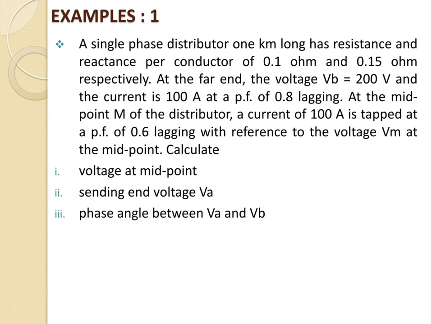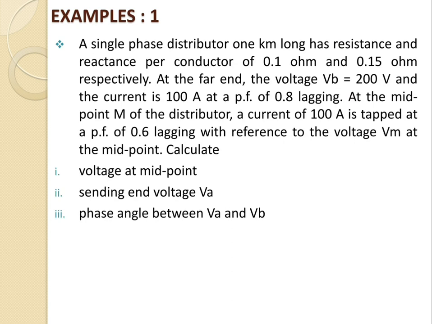Now we are going for an example based on the AC distribution system. The problem: a single phase distributor 1 kilometer long has a resistance and reactance per conductor of 0.1 ohm and 0.15 ohm respectively. At the far end, the voltage VB is equal to 200 volt and the current is 100 ampere at a power factor of 0.8 lagging.